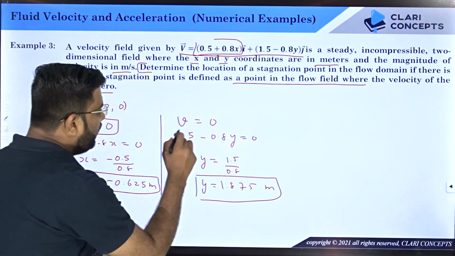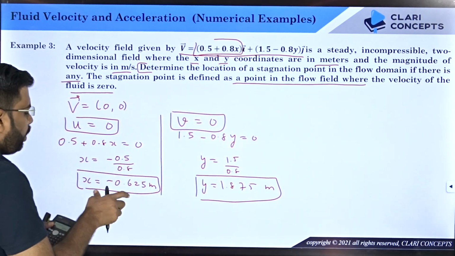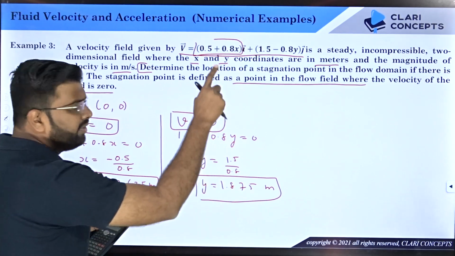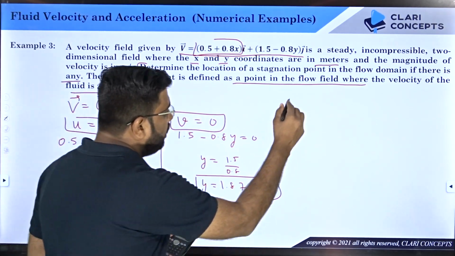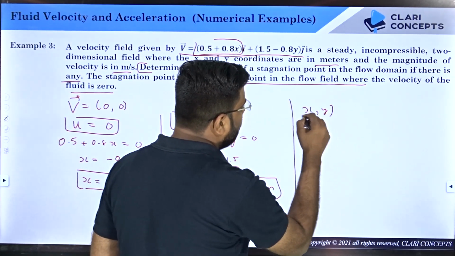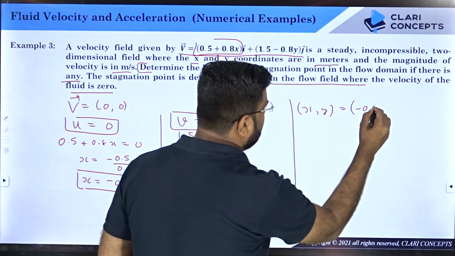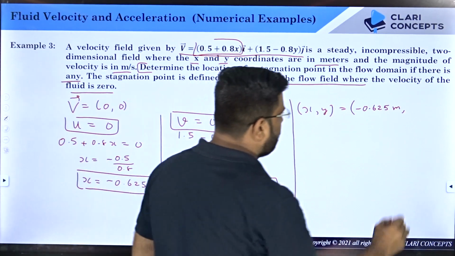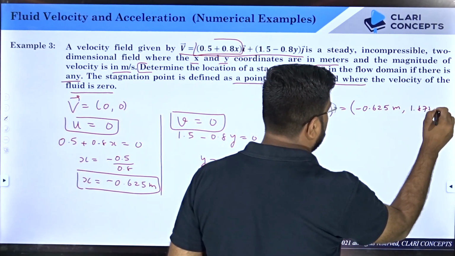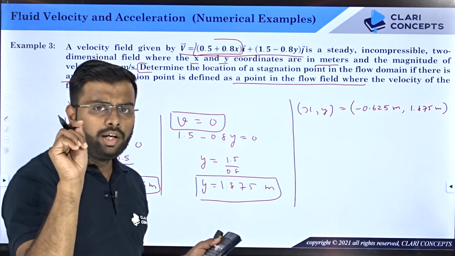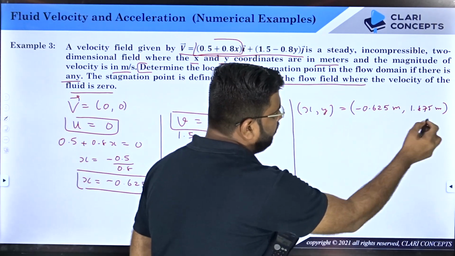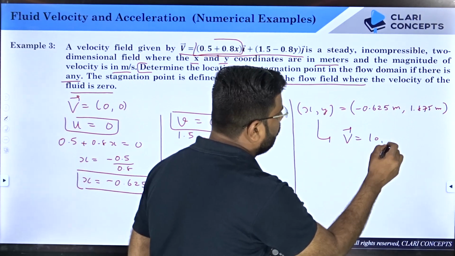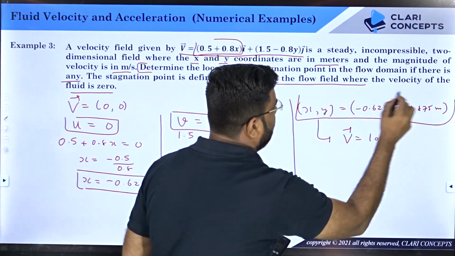So there is only one point where both of them are 0. At all the points where x is this, u is 0. At all the points where y is this, v is 0. There will be exactly one point when x comma y is equal to minus 0.625 meters comma 1.875 meters. So in the entire flow domain, there is only a single point where the entire velocity field is 0, 0. So this is the stagnation point, and this is the answer.